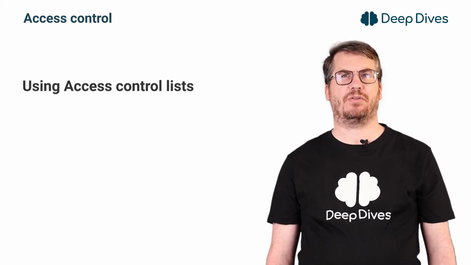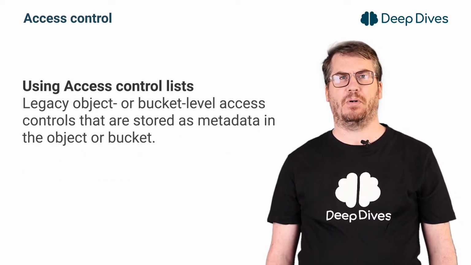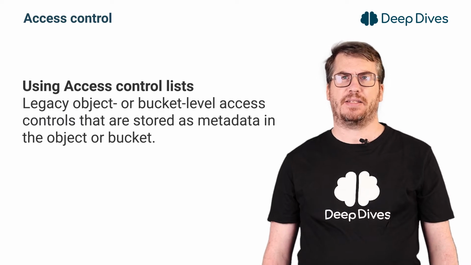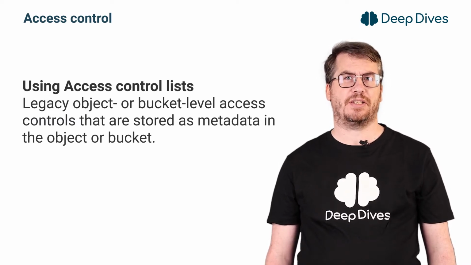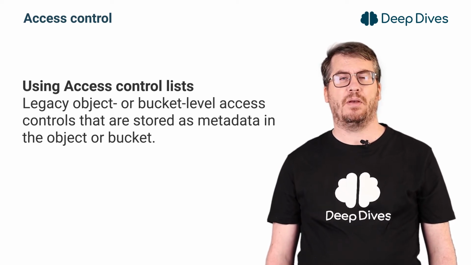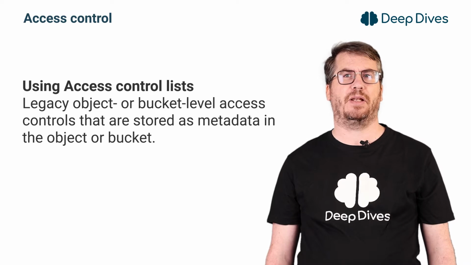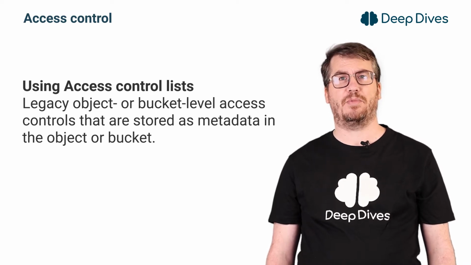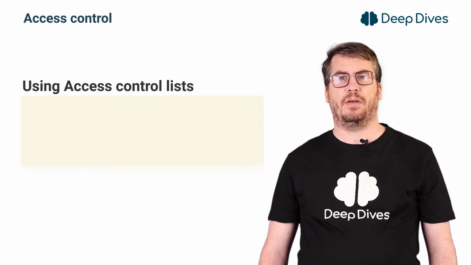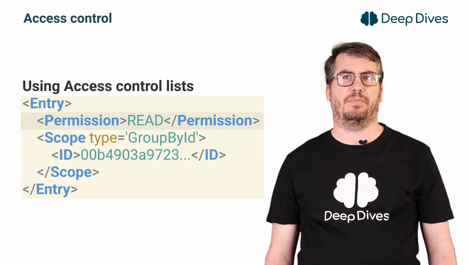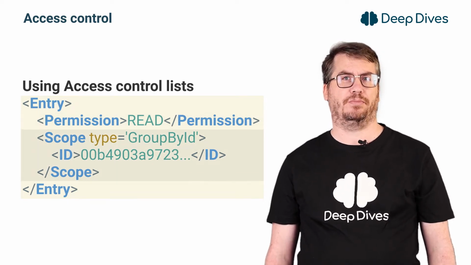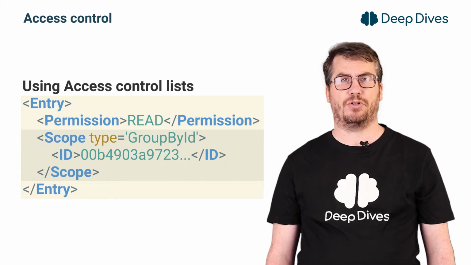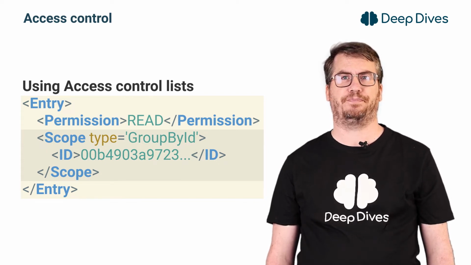Well, what about access control lists then? Well, ACLs are legacy object or bucket level access controls that are stored as metadata in the object itself or in the bucket. They were originally created for interoperability with Amazon's S3 object storage. An entry in an ACL consists of a permission, for example, read or write, and a scope, for example, specific user or group of users.